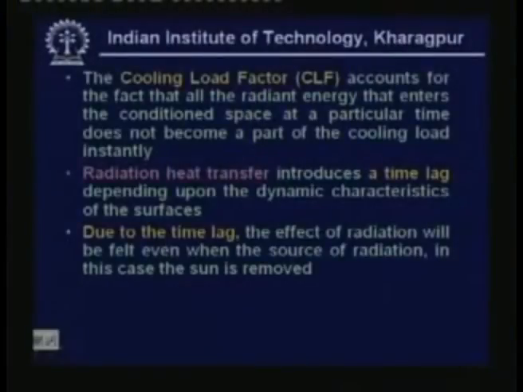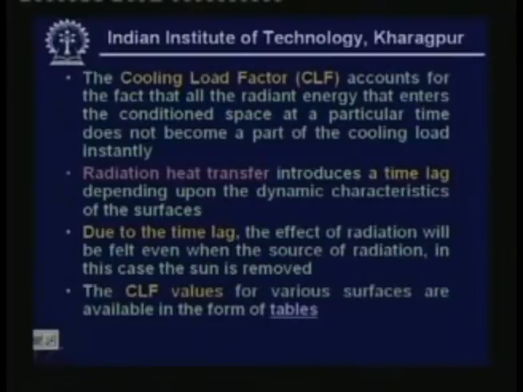Now, due to the time lag, the effect of radiation will be felt even when the source of radiation, in this case the sun, is removed, as I have already explained to you. The CLF values for various surfaces are available in the form of tables. These tables have been obtained from experimental measurements, etc.